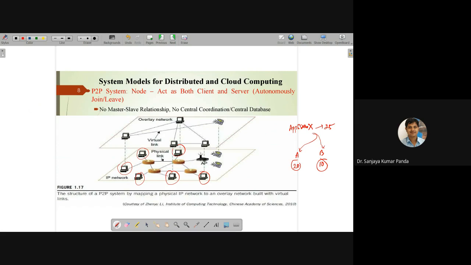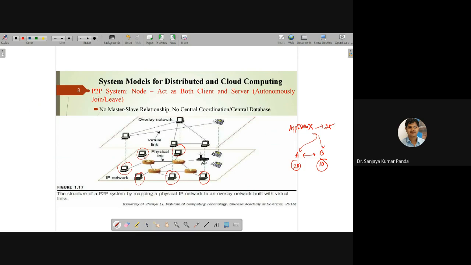But if both organizations collaborate together, like we are talking about multiple clouds, one cloud service provider needs to collaborate with the other cloud service provider in order to provide the service. This collaboration can happen between public clouds, may happen between private clouds also, and sometimes it may be a combination of public and private cloud. We can also visualize that as a hybrid cloud.